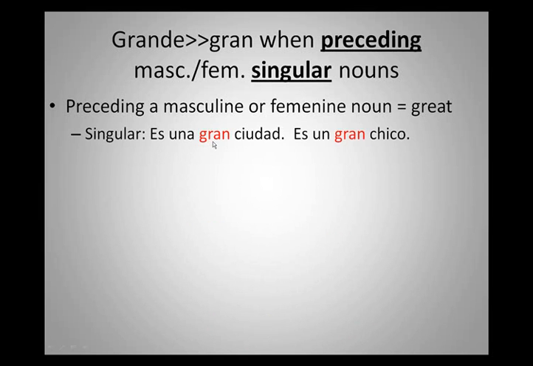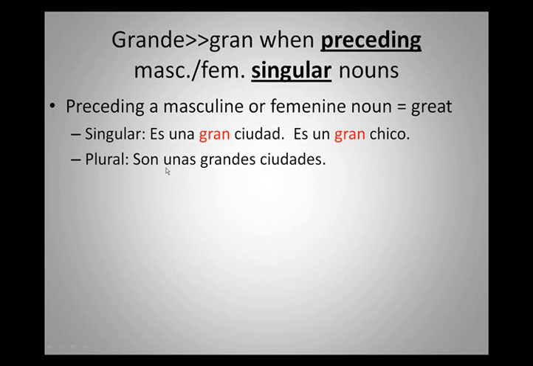Es una gran ciudad. Okay, feminine, but it's placed before and it's singular. So we go from grande to gran. Here's a masculine example. Es un gran chico. Masculine, but it's placed before, so we take off the de and just add gran. This means great. So es una gran ciudad means it's a great city. Es un gran chico means he's a great boy.